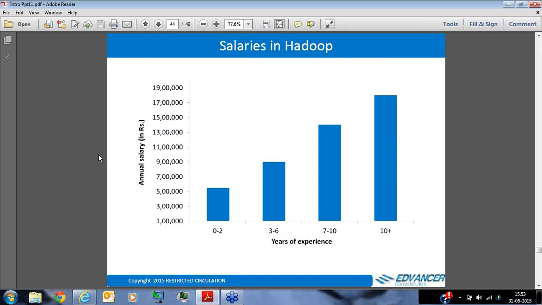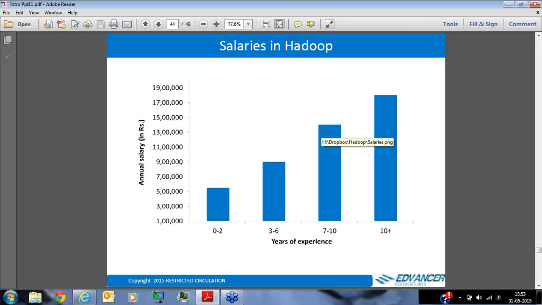What are the salaries in Hadoop? Well, depending on various years of experience or experience bands, let's say you are a fresher or have just 1 to 2 years of experience, you can earn anything upwards of 5 lakh rupees, between 5 to 7 lakh rupees in annual salary. If you have 3 to 6 years of experience, and this is Indian salary which I'm talking about, in any kind of relevant field, you can get anything between 9 to 11 lakhs as your salary.